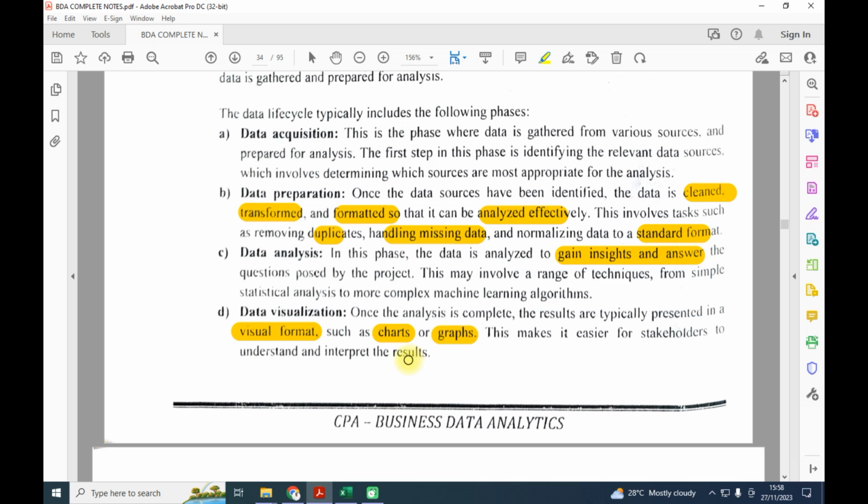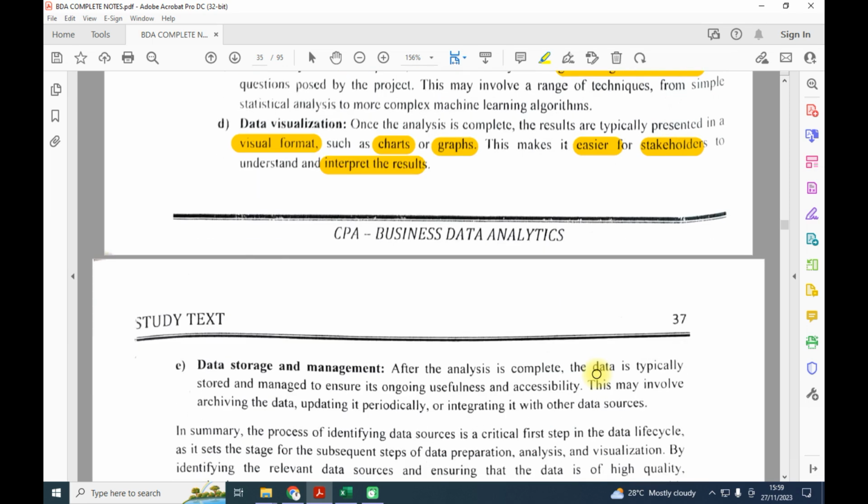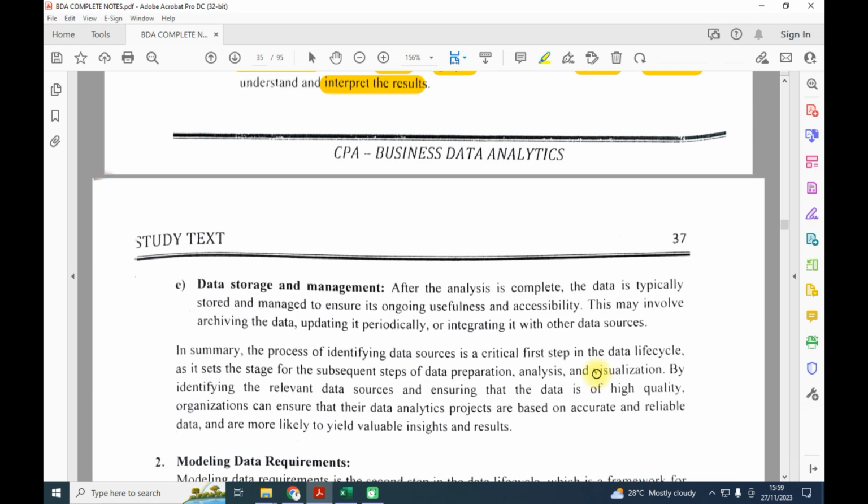That's why we are visualizing using charts and graphs, so that the stakeholders can understand and interpret the results with ease. You can easily see the comparison, the deviation, and the relationships, all under data visualization, and it makes interpretation of that data easier. And the last phase, after we have visualized, is storage and management.